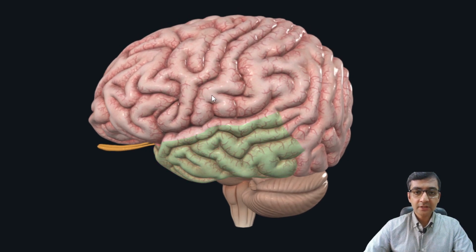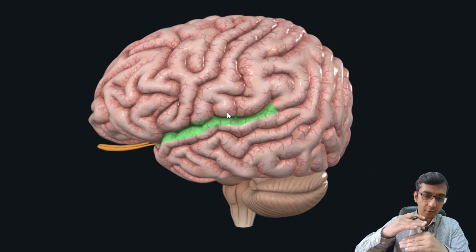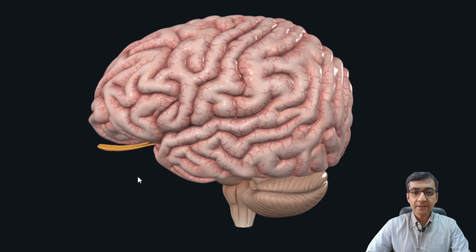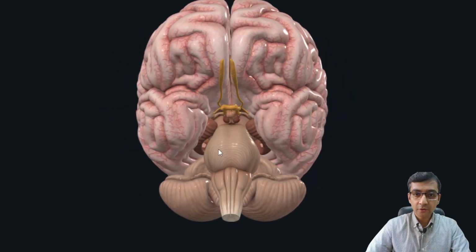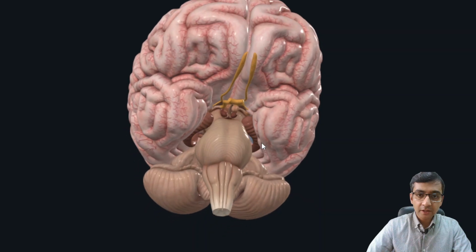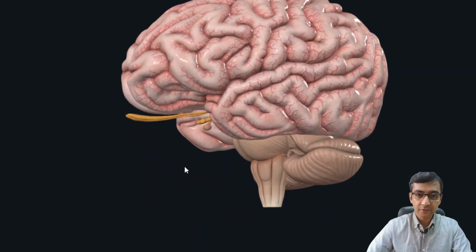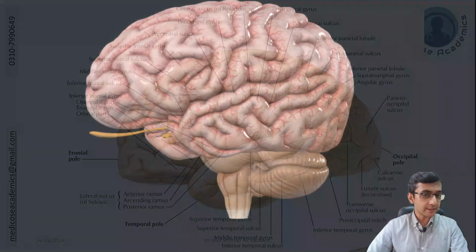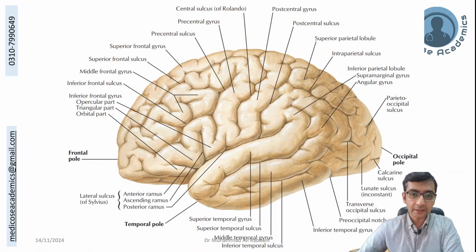The first sulcus that we are going to see is this horizontal one. This is called the lateral sulcus. It runs horizontally and divides the temporal lobe below from the frontal and parietal lobes above. It is very deep and you can follow it on the undersurface, going all the way between the temporal lobe below and the frontal and parietal lobes above. On the pictures from Netter's Atlas, this is the lateral sulcus. It is very prominent right here.